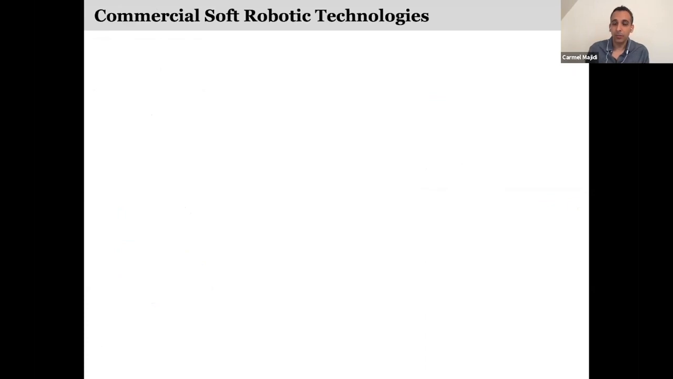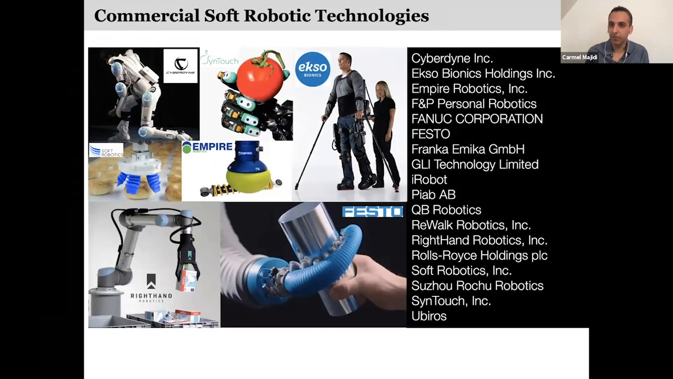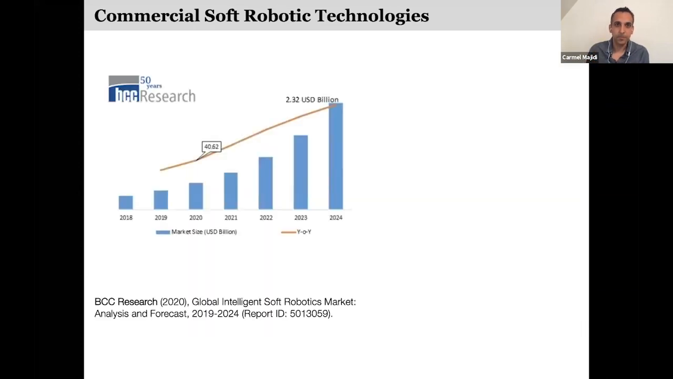Along with this resurgence in academic interest, there's also been an explosion in commercial products that incorporate soft robot technologies. What's really exciting about this is that it represents a mix of both established robotic companies like Fanuc and Festo and iRobot, but there's also been a lot of spin-off companies, in particular university spin-offs, that have been commercializing a lot of the soft robot technologies that have been discovered in university research labs.